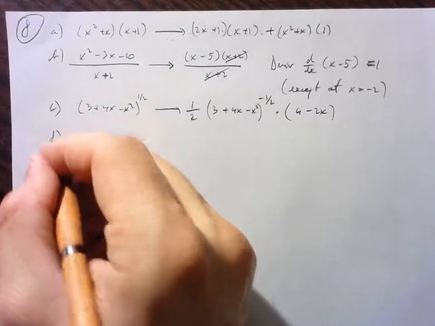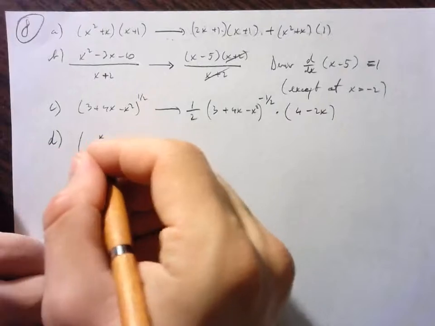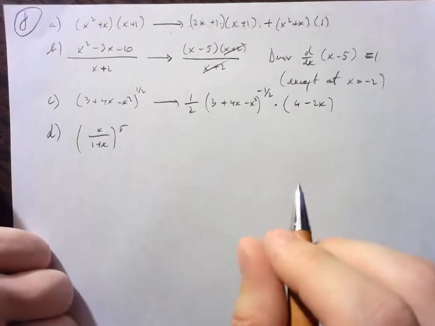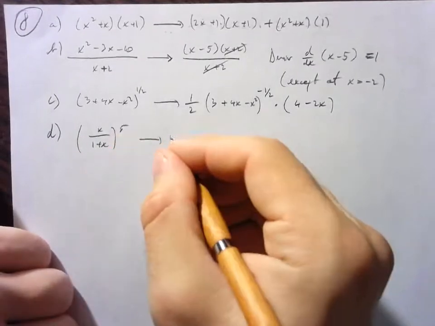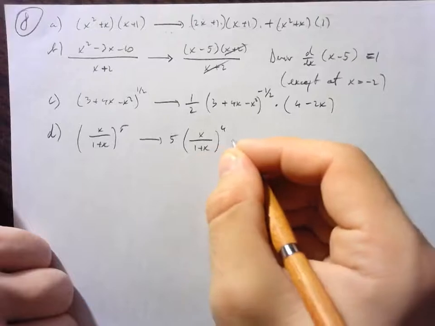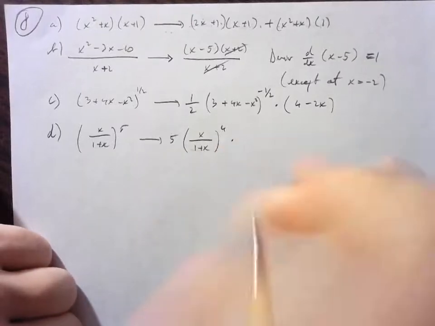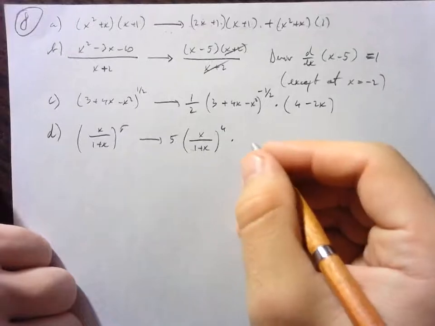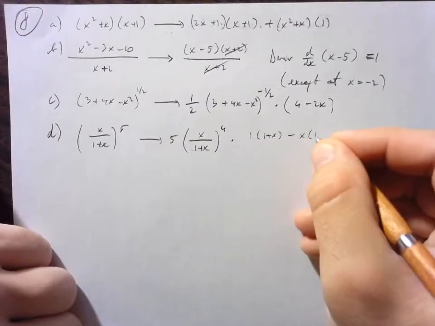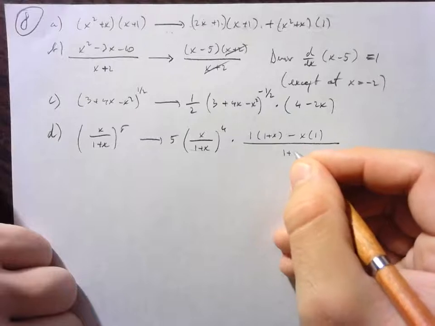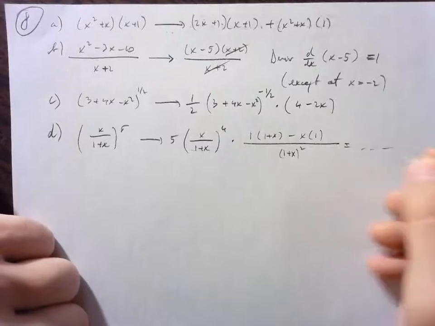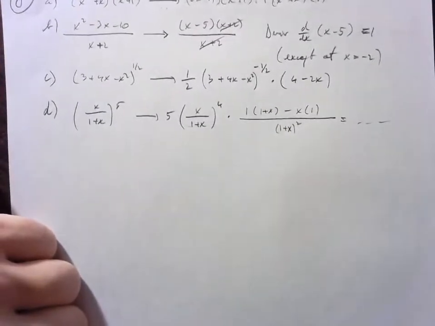Let's do part D. Part D is another chain rule problem. So I'm looking at the function x divided by 1 plus x to the 5th. Well, the outer function is the 5th power, so I have 5 times something to the 4th for the derivative, and inside I keep the original inside. But now I multiply by the derivative of this inside, and of course I'm going to need to use quotient rule for that. So it's derivative of the first times the bottom minus the top times the derivative of the bottom, all divided by 1 plus x squared. Then you can simplify from here, etc., but the calculus part is done.